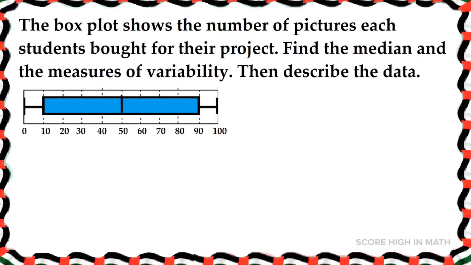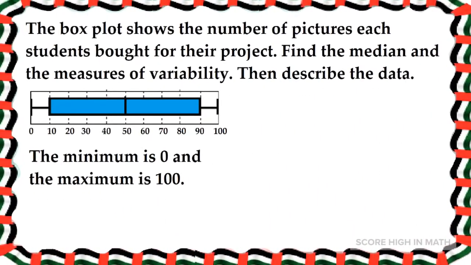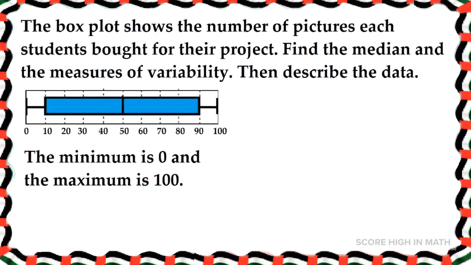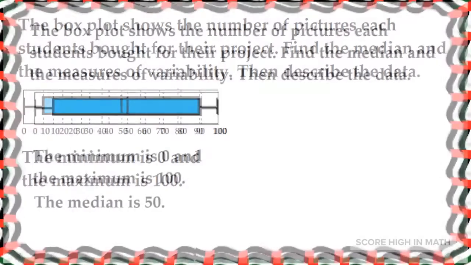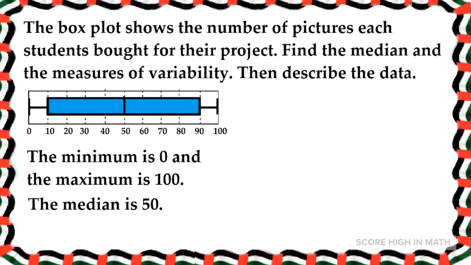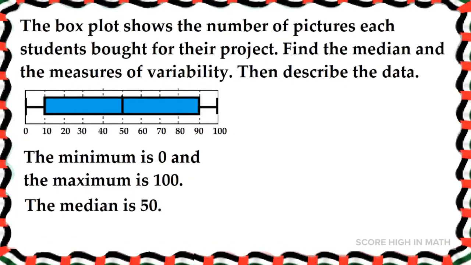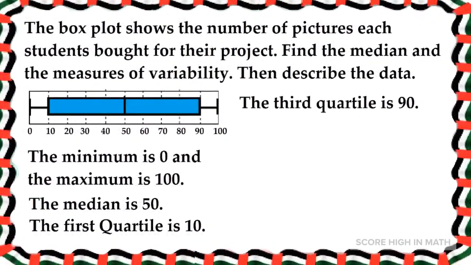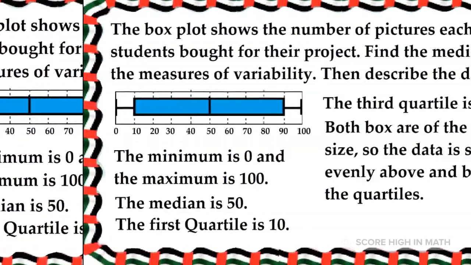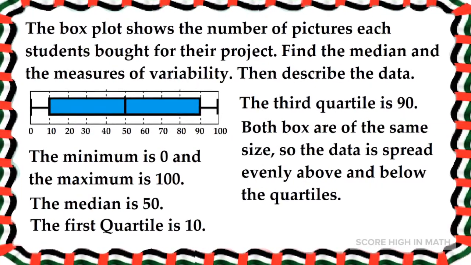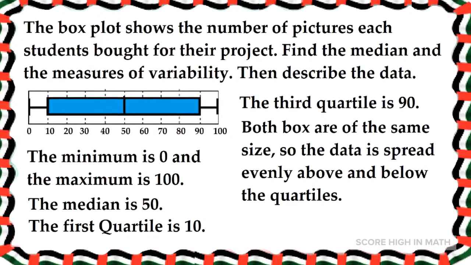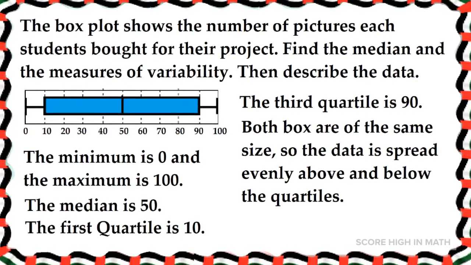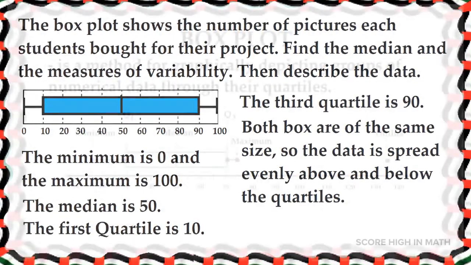Then, describe the data. The box and whisker plot shows that the minimum is 0 and the maximum is 100. The median is 50. The first quartile is 10. The third quartile is 90. And you can check from the box plot that both boxes are of the same size, so the data is spread evenly above and below the quartiles.